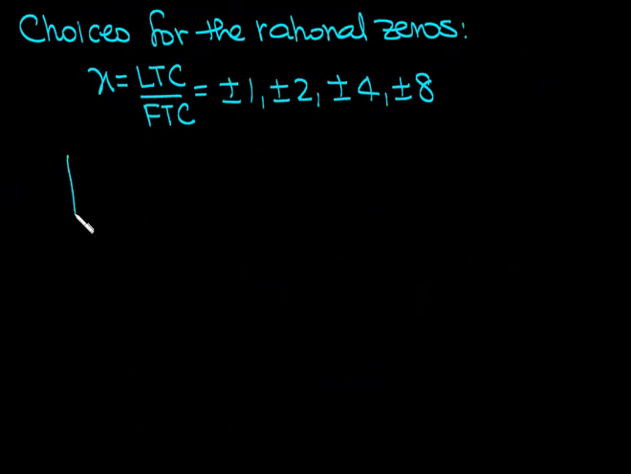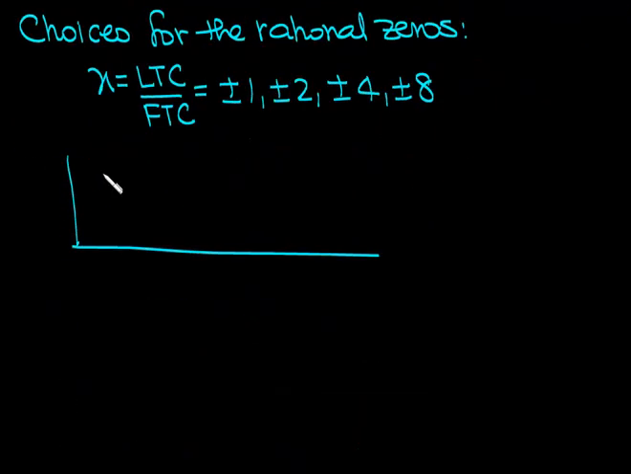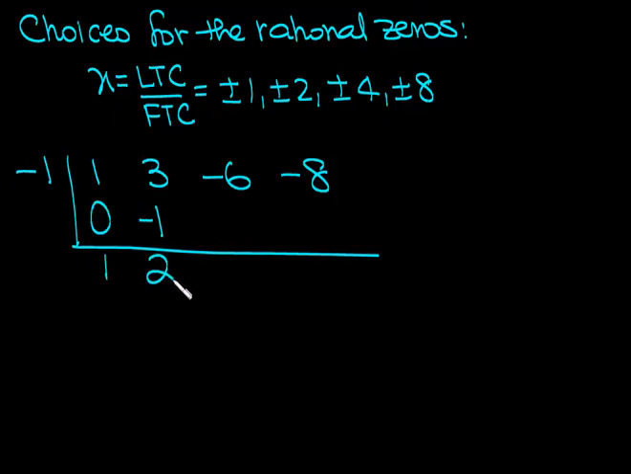So to figure out our zeros, we start dividing the polynomial using synthetic division. So you have 1, 3, negative 6, negative 8. I'll start with negative 1, 0, 1. I get minus 1, 2, negative 2, negative 8.